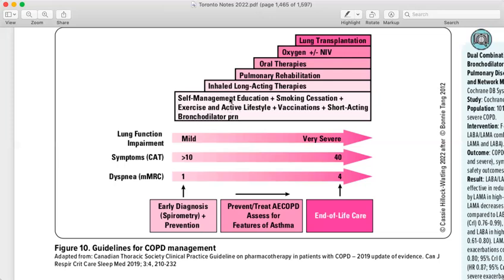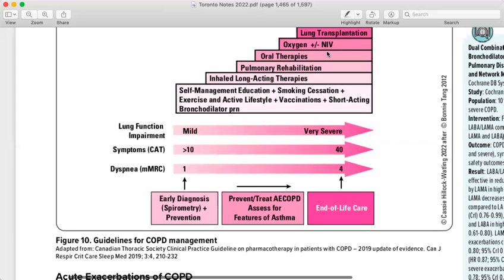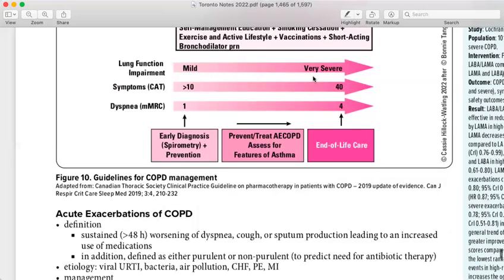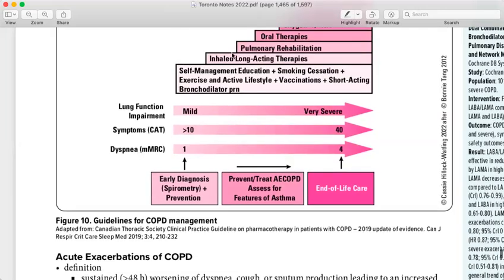Then if they ask, these things have been done, what is the next thing? Inhaled long-acting therapies, then the next thing, pulmonary rehabilitation, then oral therapies, then oxygen plus non-invasive ventilation, then lung transplantation. So usually we stop at our level, which is basically oral therapies.